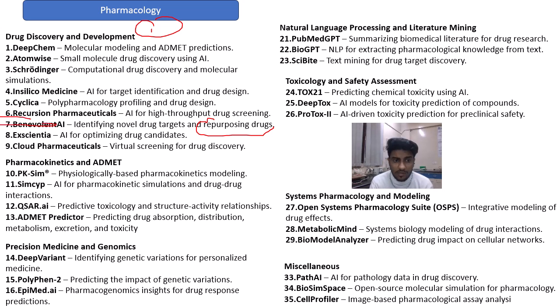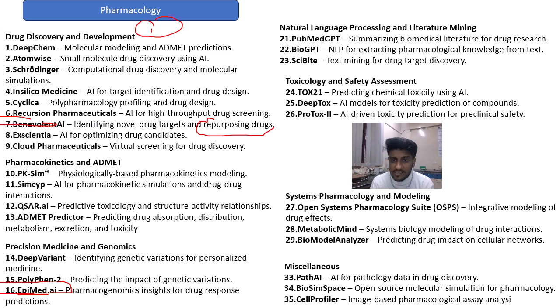Cloud for virtual screening. Then for PK and ADMET studies, you have Simcyp. That's a very good software. GastroPlus and Simcyp for biopharmaceutics point of view. Precision medicine, personalized medicine, stratified medicine, epigenetic levels, for pharmacogenomics, especially for cancer and rare diseases, for SCIDs and all those, SMA, spinal muscular atrophy, and all those diseases that are genetic or autoimmune or really rare. So DeepVariant. Then you have NLP and literature mining, where you have SciBite, BioGPT, and all.